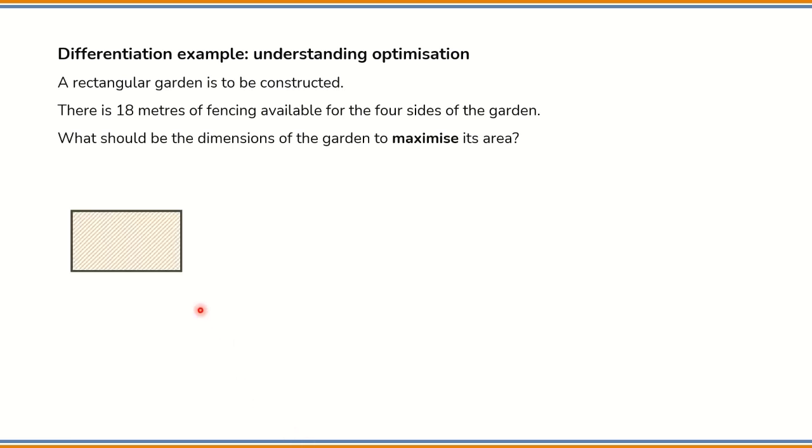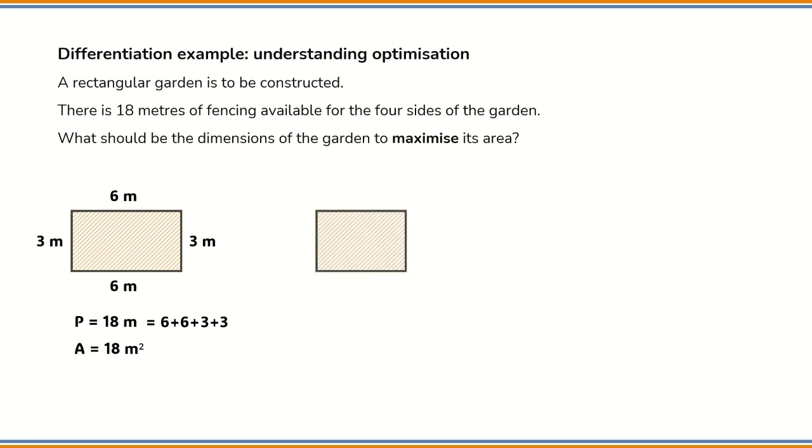The garden has a rectangular shape, and I need to find out the base and the height of this rectangle. The perimeter is 18 meters. For this first option, I'm going to decide that the base is going to be 6 meters. If the perimeter is 18 meters, the other 2 sides need to be 3 meters each. The area of this rectangle will be 6 times 3, 18 meters squared.